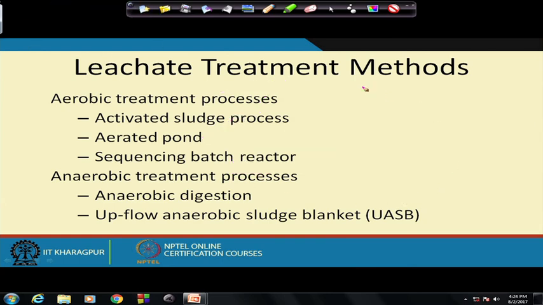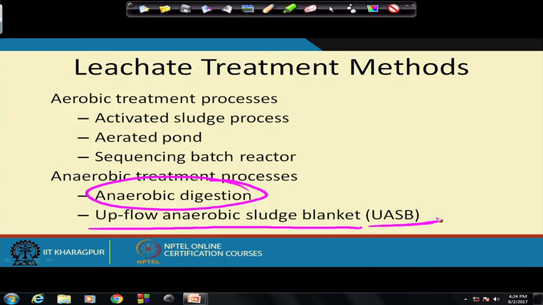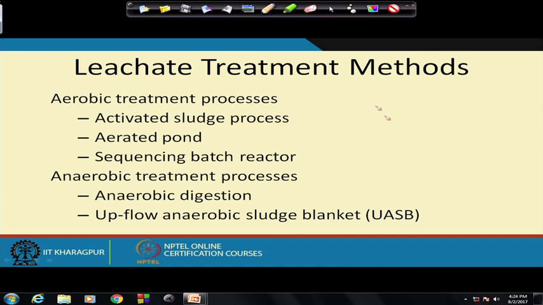If you have anaerobic, you can go for anaerobic digestion. You can go for the upflow anaerobic sludge blanket, which is the UASB. Upflow anaerobic sludge blanket is also used. So, that's the UASB, which can be used as well.